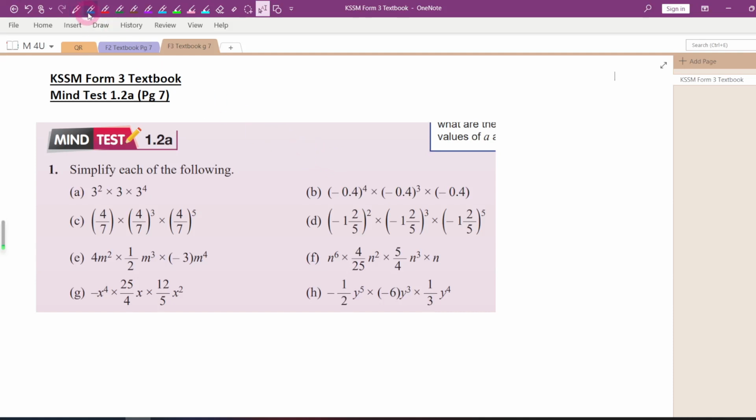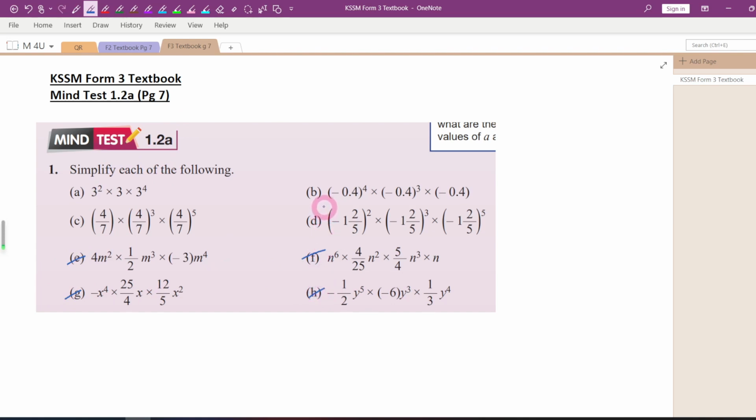Hi everybody, in this video, let's look at your Form 3 textbook, My Test 1.2a, page 7. Okay, now simplify each of the following. I'm going to discuss with you E, F, G, and H.